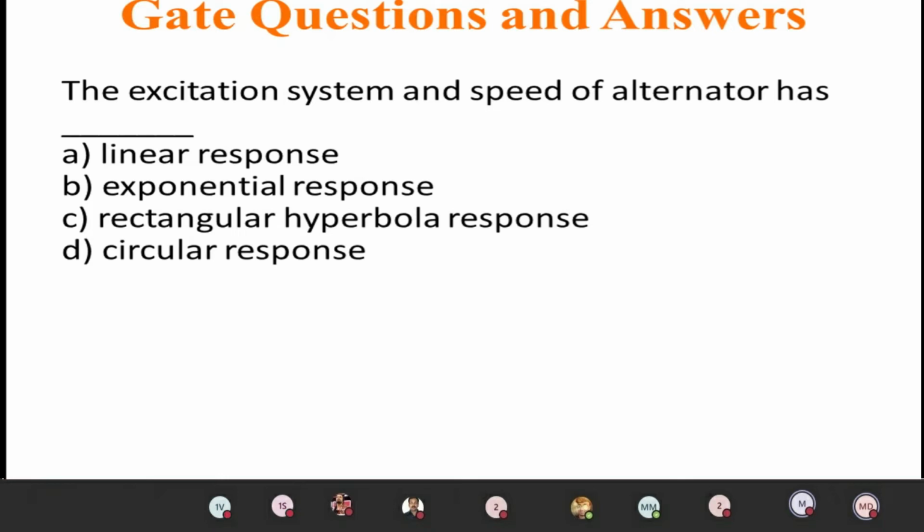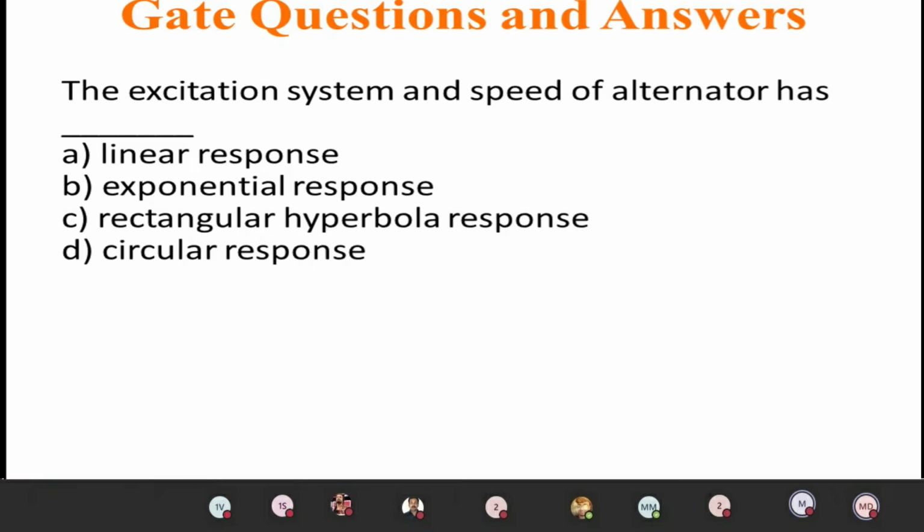Then we move to the next question. The excitation system and the speed of the alternator directly depend upon the proportion of speed. Let me read the answers: linear response, exponential response, regular hyperbola response, circular response. The excitation voltage of the alternator is directly proportional to the speed.